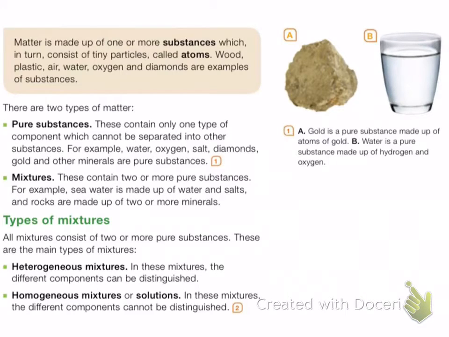Matter is made up of one or more substances which, in turn, consists of tiny particles called atoms. Wood, plastic, air, water, oxygen, and diamonds are examples of substances. There are two types of matter. Pure substances. These contain only one type of component which cannot be separated into other substances. For example, water, oxygen, salt, diamonds, gold, and other minerals are pure substances.